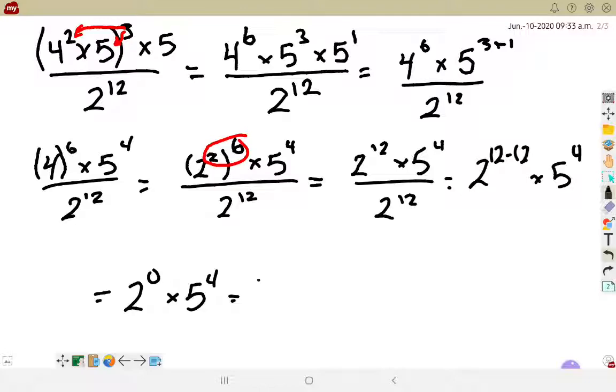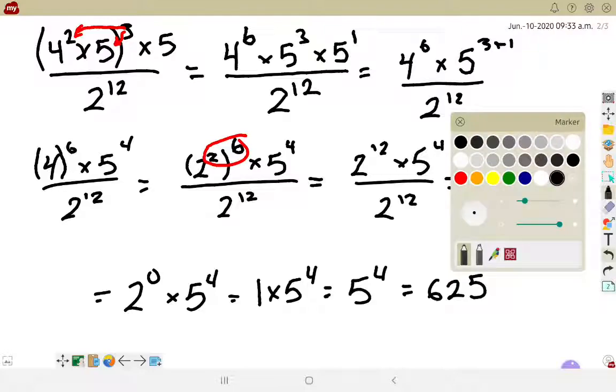2 with an exponent of 0 is just 1. So I've got 1 times 5 exponent 4. So I really just have 5 with an exponent of 4. And if I wanted to evaluate that one, it's 625. Okay, nice and simple. So that wasn't so bad.